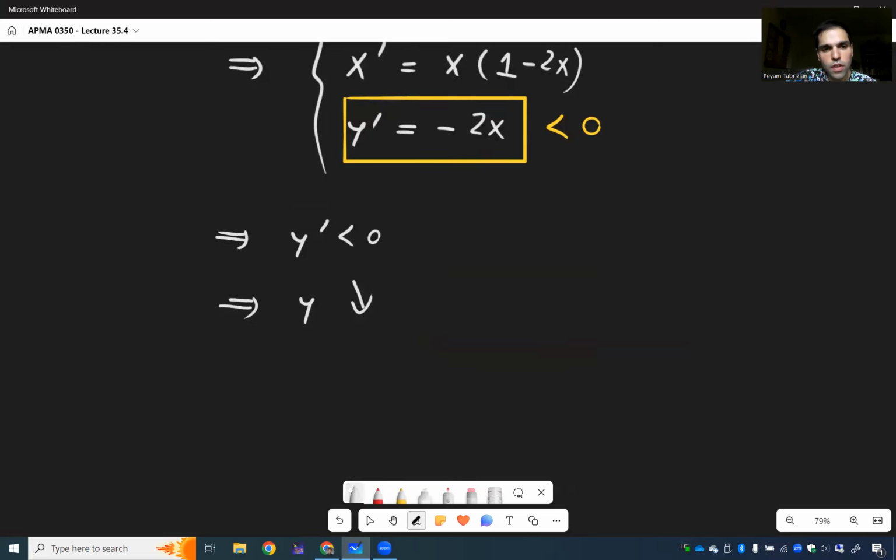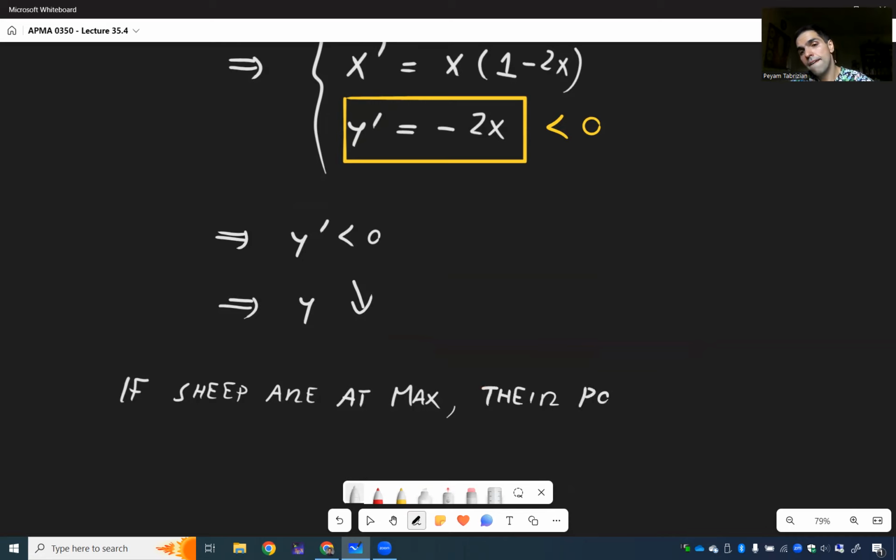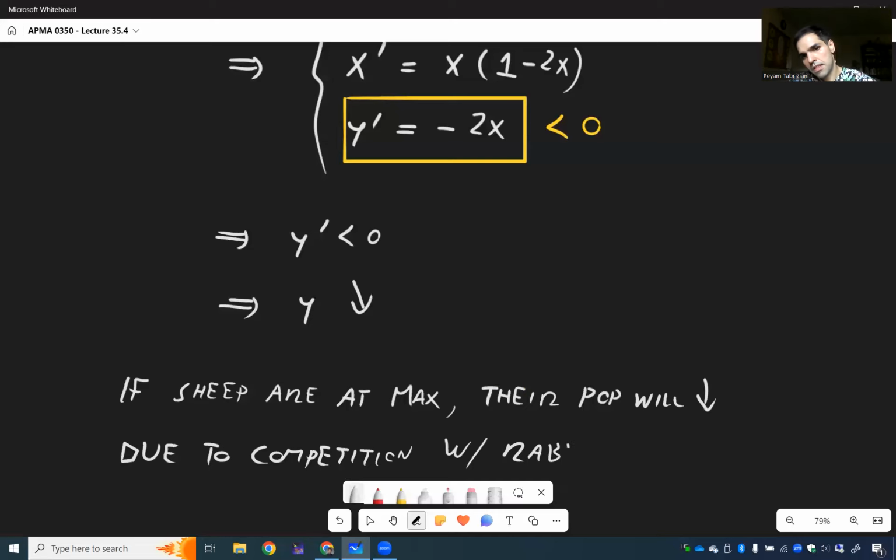Okay. So if sheep are at max capacity, they will decrease due to competition with rabbits. Because they already have all that hay, but then rabbits also want hay. So naturally, the sheep population will decrease.